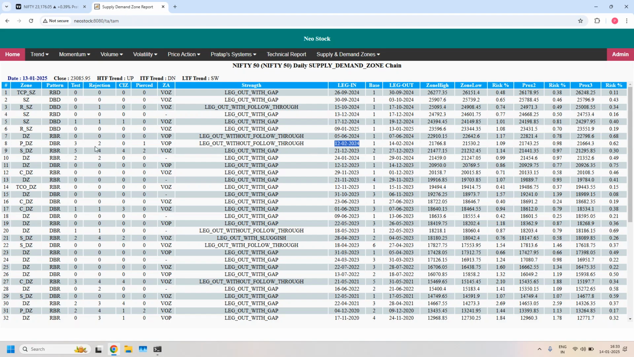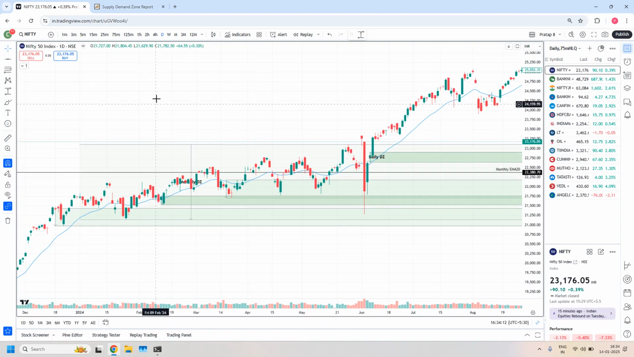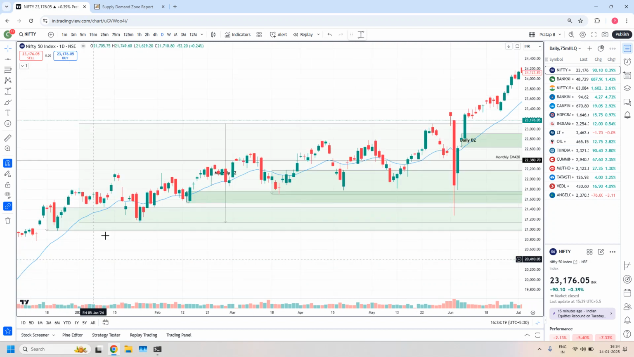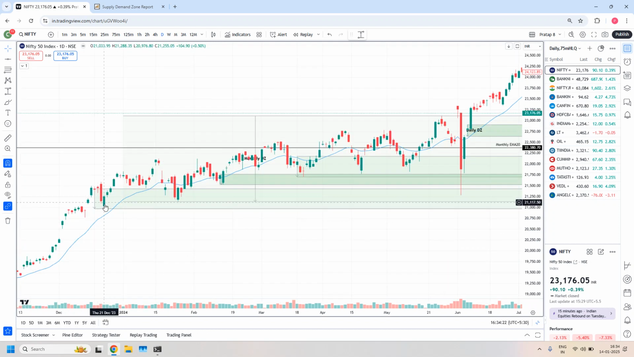Okay, next, do we have any zone? Yes, we have a high liquidity zone here. That is also pierced. Let us see where exactly this high liquidity zone is. This is the 21/12/2023 two base candles. Yeah, this is the one. Rally, two base candles and rally.